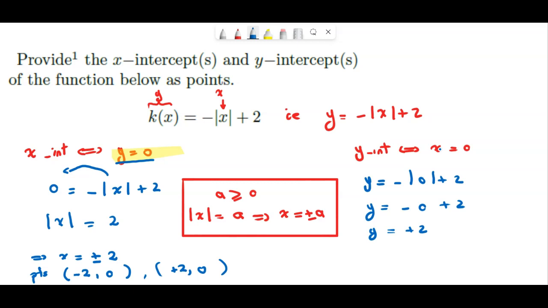So then my conclusion would be the point having the x 0 in here, and the y would be positive 2. So your y-intercept would be only 1 point. So this is your y-intercept, and these here are your x-intercepts.